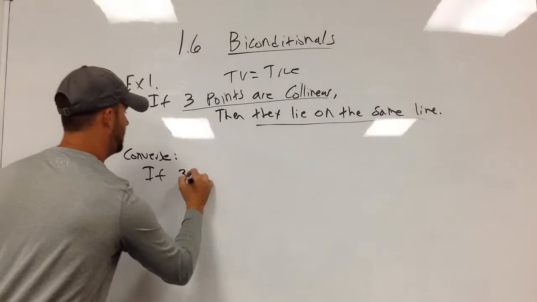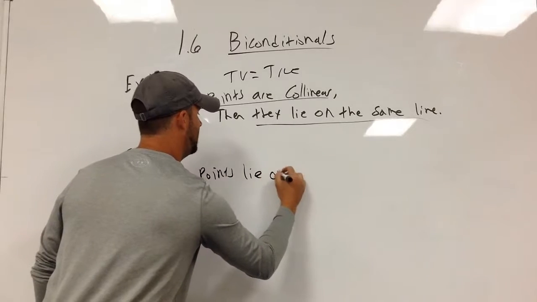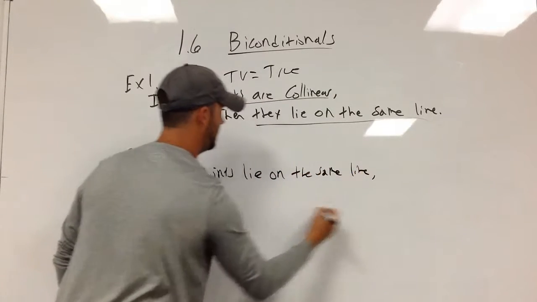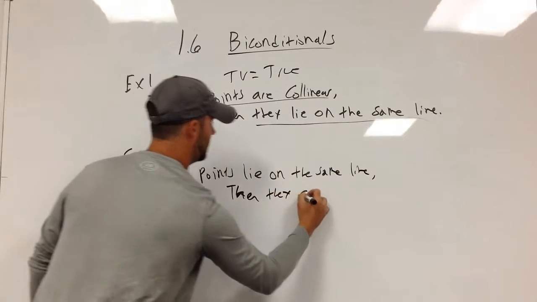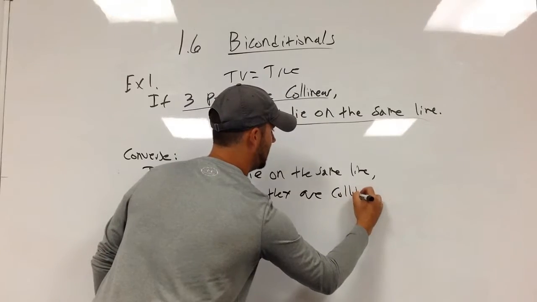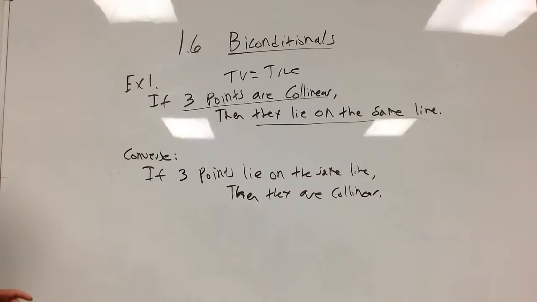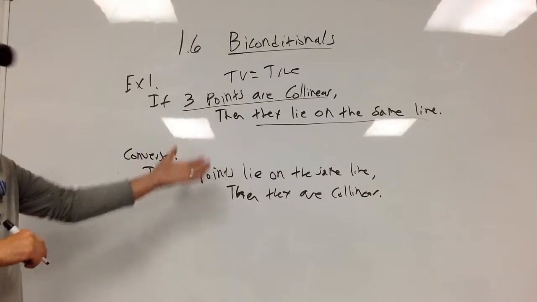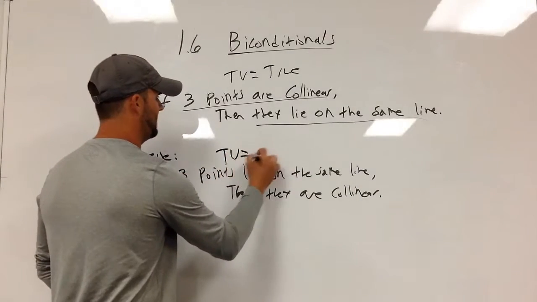If 3 points lie on the same line, then they are collinear. So now that's going to be the converse. I swapped the hypothesis and conclusion. So right now, that is basically saying the same thing. If 3 points lie on the same line, then they are collinear. So the truth value of this statement is going to be true.